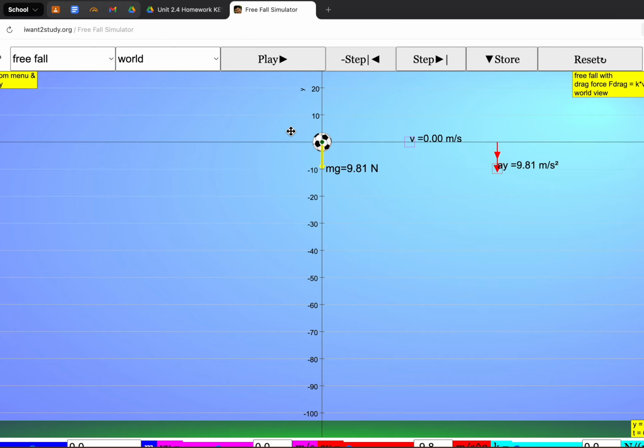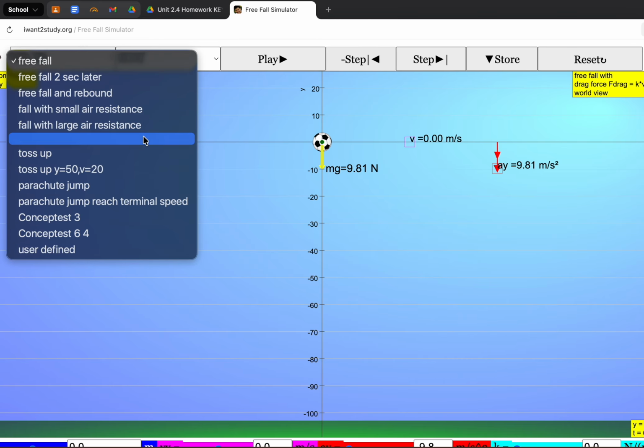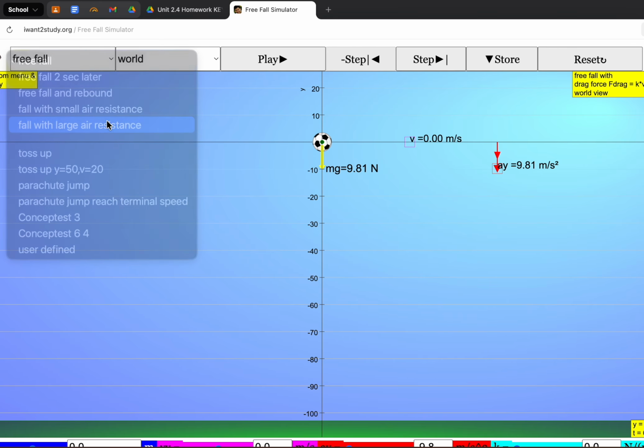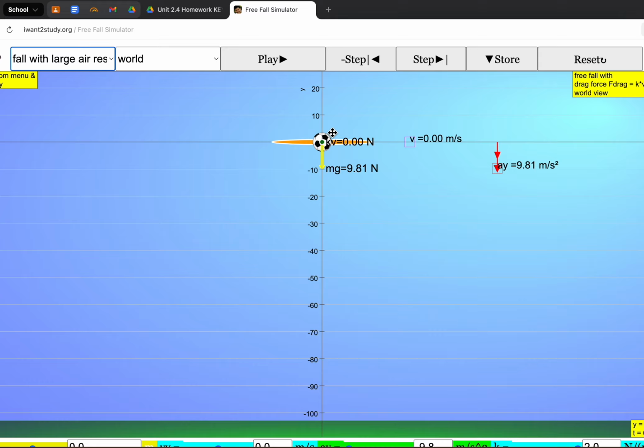But what if there's air resistance? Then what will happen? Well, in our simulator here, we can choose large air resistance. Remember that it will keep accelerating until it reaches its terminal velocity, when the force due to air resistance equals the force due to gravity. So let's see what happens to the object now that there's air resistance.